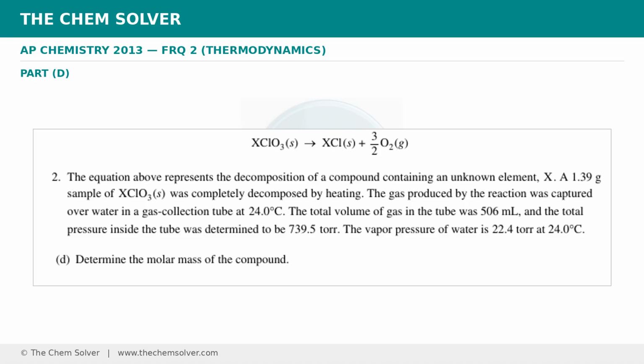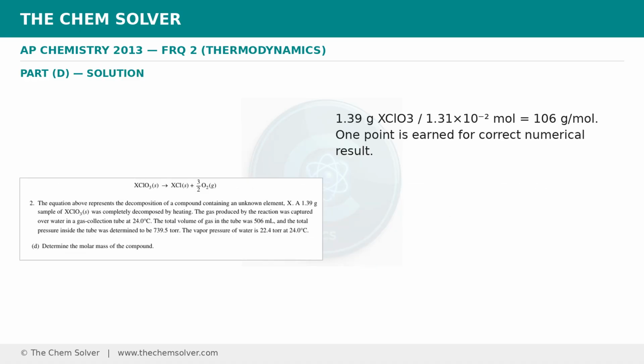Determine the molar mass of the compound. 1.39 grams XClO₃ / 1.31 times 10 to the power negative 2 moles equals 106 grams per mole. 1 point is earned for correct numerical result.